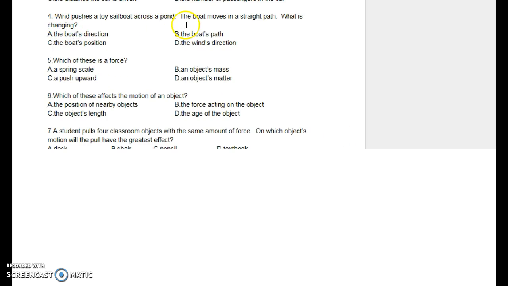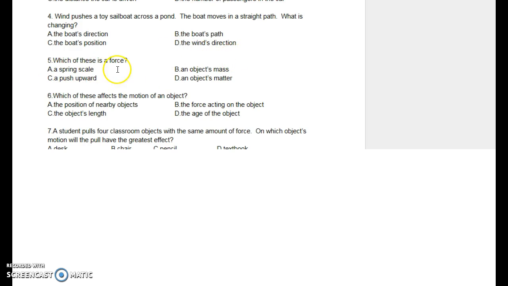Number 4. Wind pushes a toy sailboat across a pond. The boat moves in a straight path. What is changing? The boat's direction, the boat's path, the boat's position, the wind's direction.